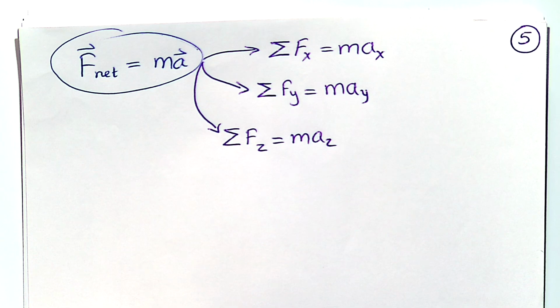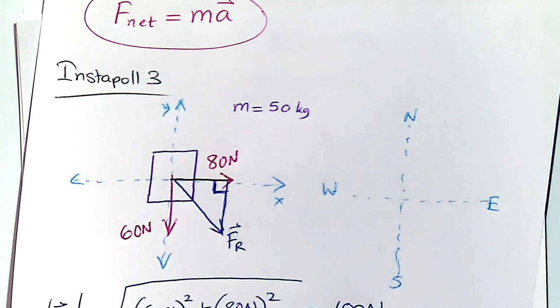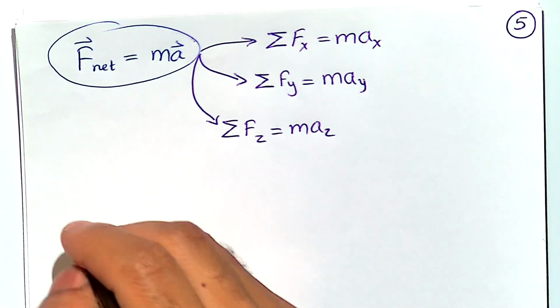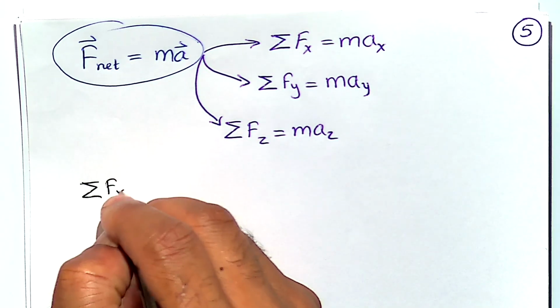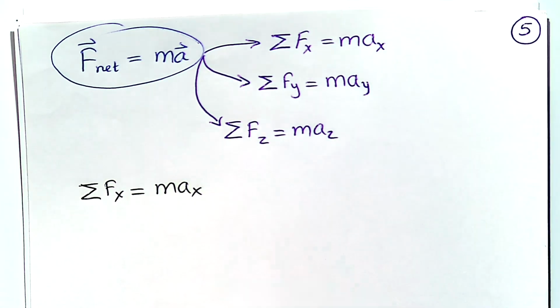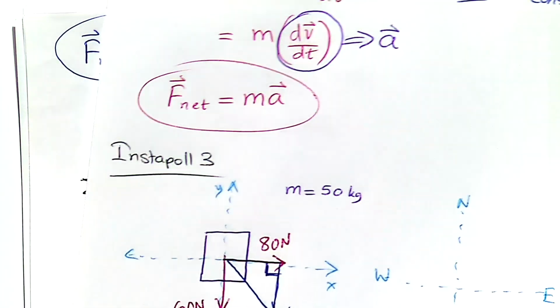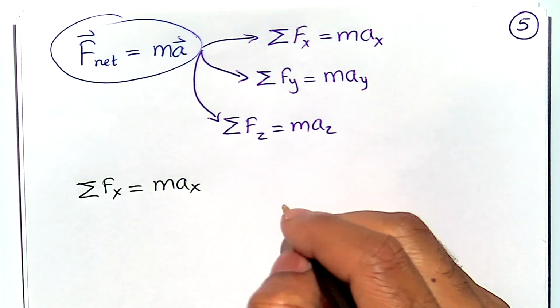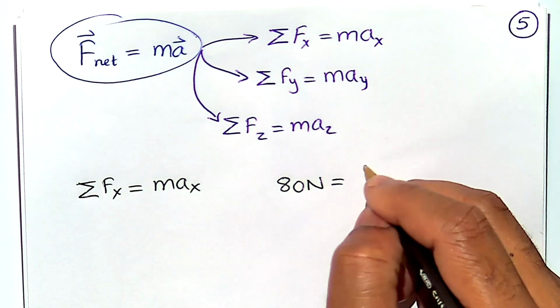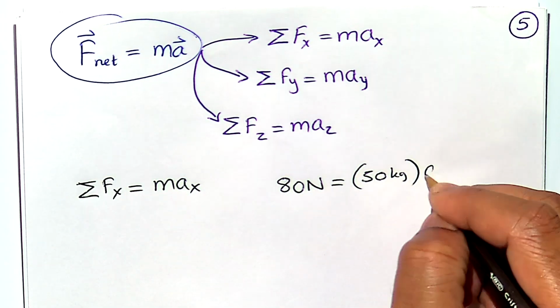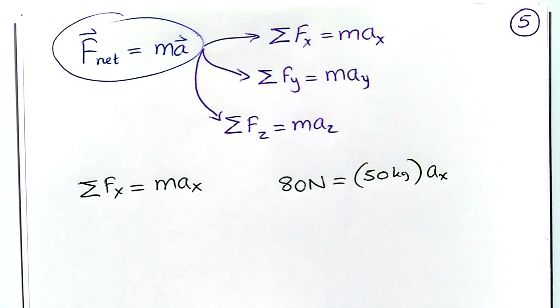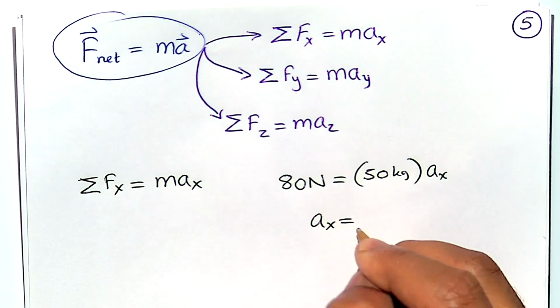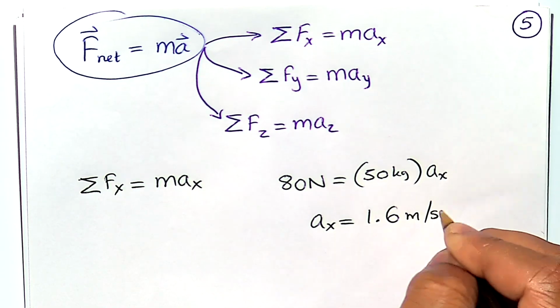Separate them out. So to practice this, let's do the Instapol in kind of the longer way, just so that we practice that. Same problem. What I'm going to do is say, let's sum up all the forces in the x direction and say mass times acceleration in the x direction. And we come back here, what are the forces in the x direction? Just the 80 newtons. So that means the 80 newtons is equal to 50 kilograms times acceleration in the x direction, and we can solve for the acceleration in the x direction: it's 1.6 meters per second squared.